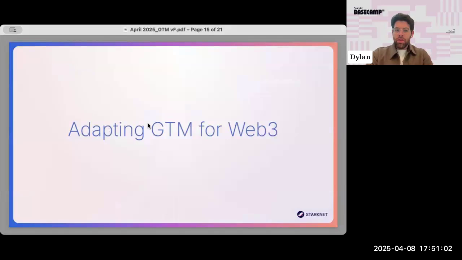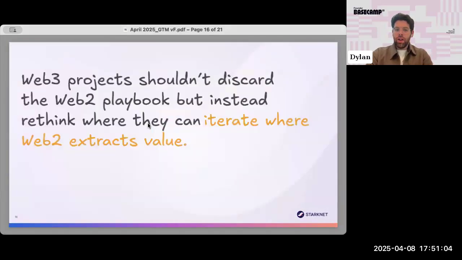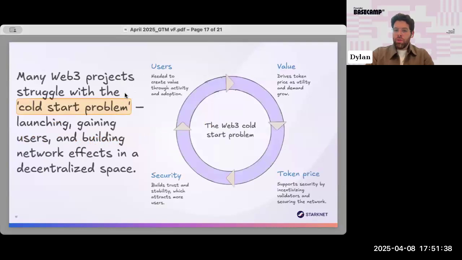I'm going to skip over this a little bit. This is really just focusing on the fact that Web3 projects really shouldn't be discarding the Web2 playbook entirely. Instead, you should be rethinking where you can iterate on proven approaches while adding Web3 specific elements. Traditional marketing principles like clear value propositions, focused targeting, and channel optimization apply in Web2, and they also apply in Web3. The key here is adapting those approaches to the unique incentive structures and community dynamics of Web3.